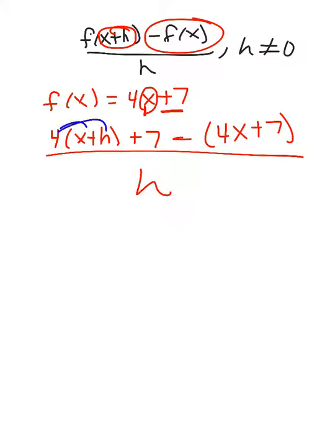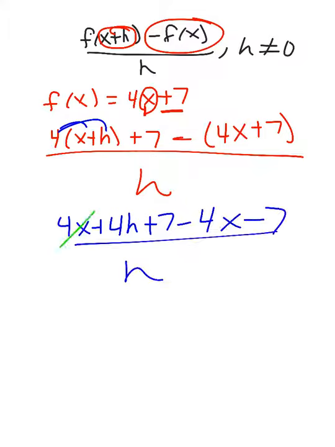Distribute the 4. 4x plus 4h plus 7 minus 4x minus 7 over h. 4x minus 4x cancels. 7 minus 7 cancels. So I'm left with 4h over h, which is equal to 4.